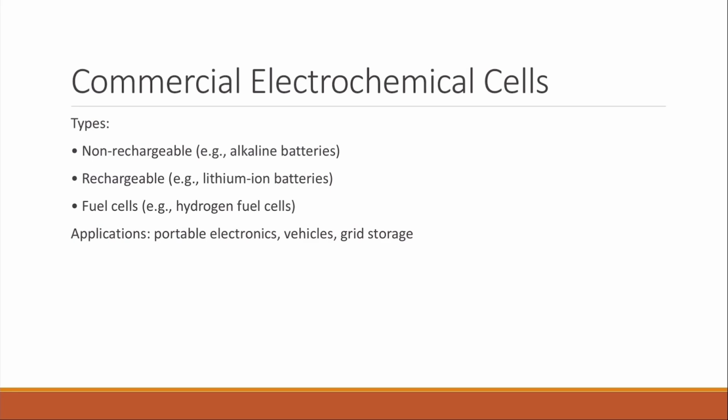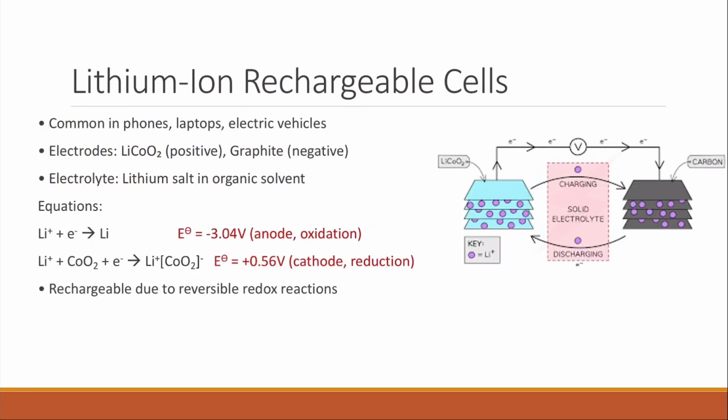Then the commercial electrochemical cells, the ones that mostly come in the exam are the rechargeable ones, the lithium ion batteries, and the fuel cell or hydrogen fuel cell. So lithium ion are these rechargeable cells which you can use and then you can recharge, like the ones that you use with your laptops or with your mobile phones. So the electrodes here for the lithium ions: you have a positive and negative electrode, or a cathode and anode. The positive electrode, or the cathode, is lithium cobalt oxide, and the negative electrode here is graphite. The electrolyte is lithium salt in organic solvent.